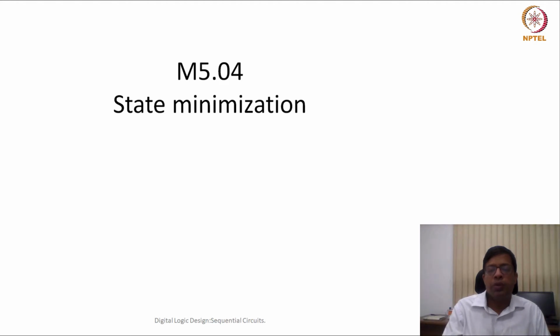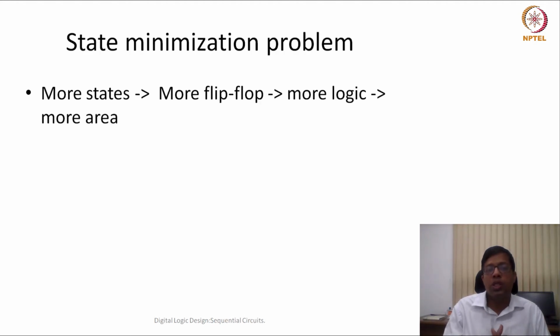The first question that comes to mind is why we would like to optimize, or why we would like to reduce the number of states. Reduction in states is directly related to implementation. If more states are there, more flip-flops are required to store that state, and also the next state logic depends on the previous state.